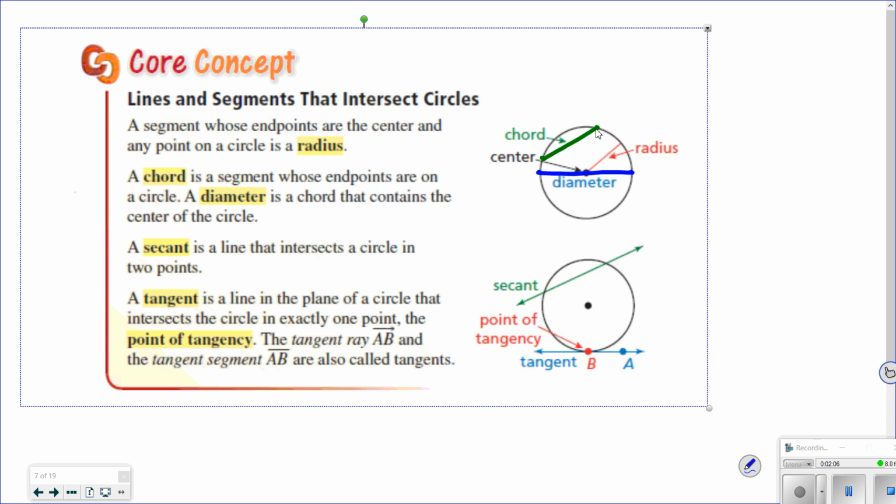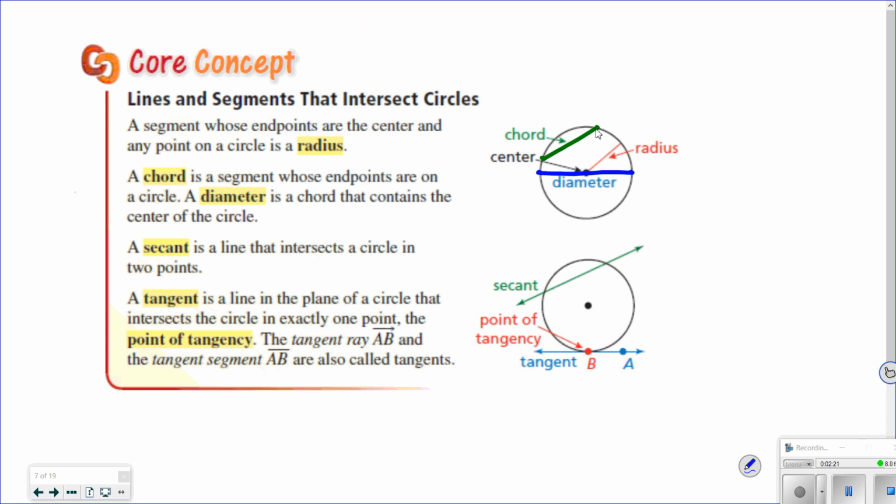A secant line is really similar to a chord. The difference is, instead of being a line segment, it's a line. It keeps going in both directions. So if you look down here, we have this line. It doesn't stop. It keeps going both ways, but it does cross the circle 2 times. So you can kind of see how a chord and a secant are related to each other.